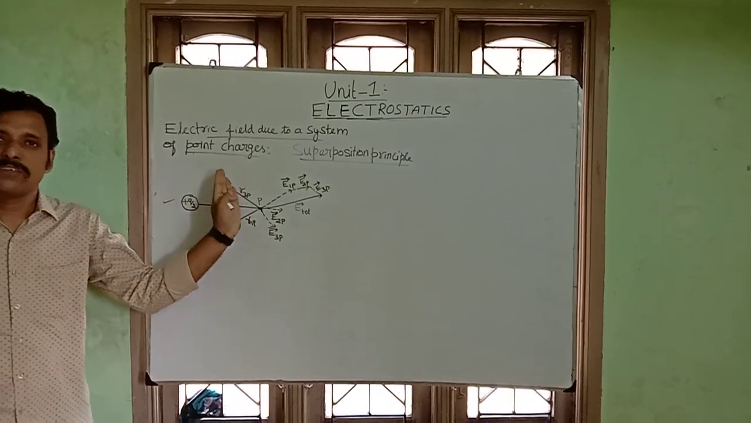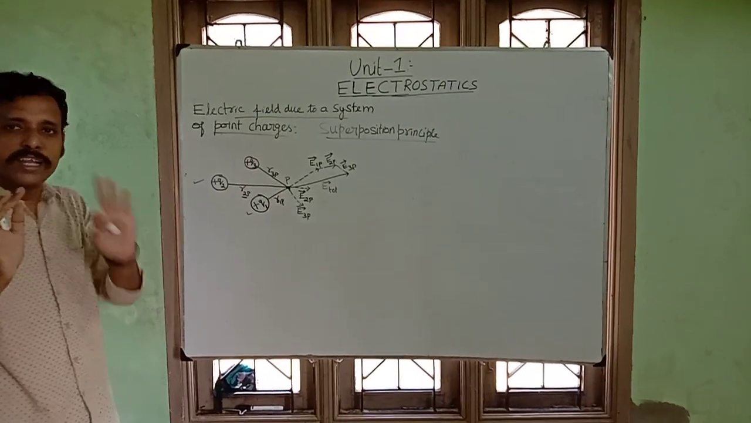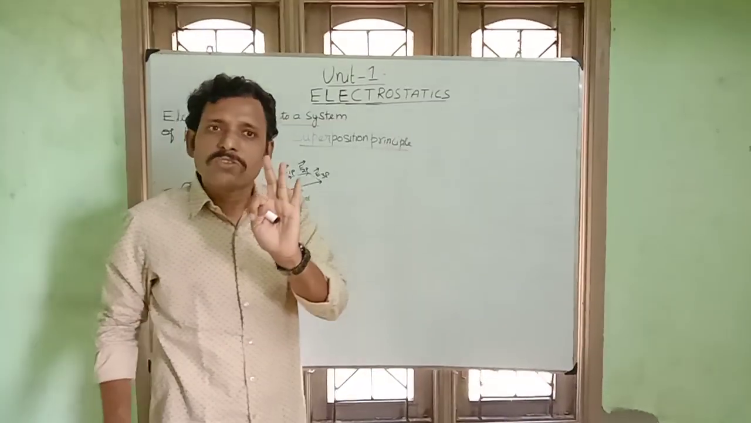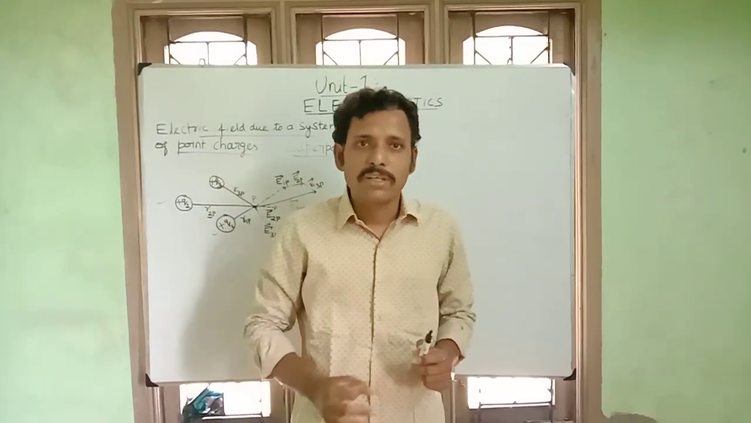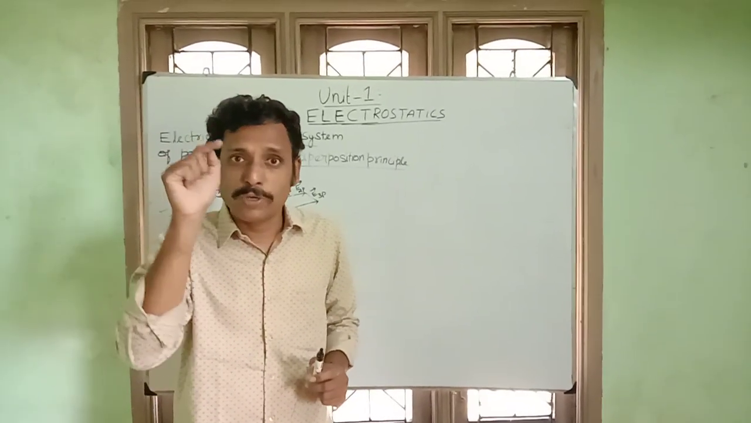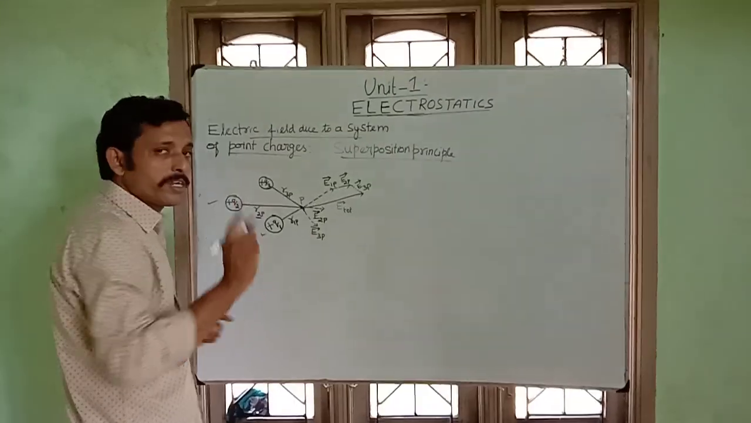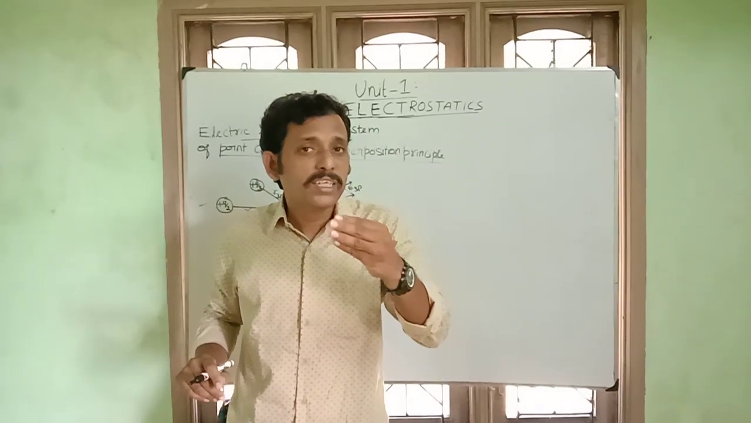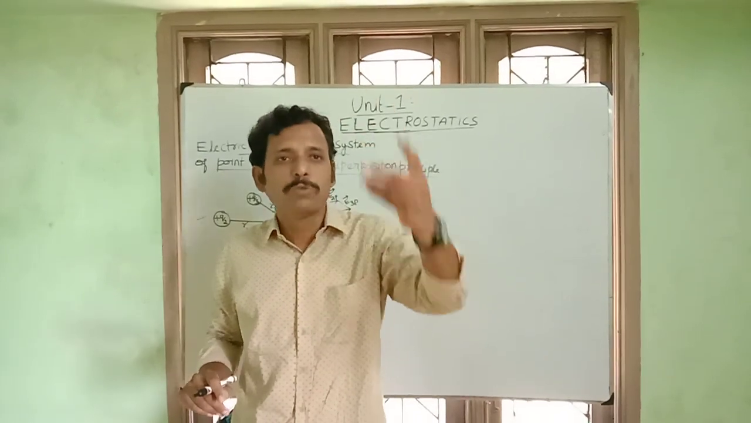Like that we can have any number of charges. For example, we have taken Q1, Q2, Q3 charges, three charges, and the distances we have taken as R1P, R2P, R3P. Now what's our aim? You have to calculate the electric field at this point P because of the charges Q1, Q2, Q3.